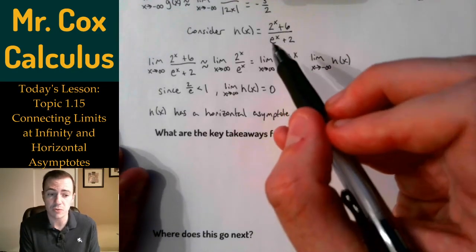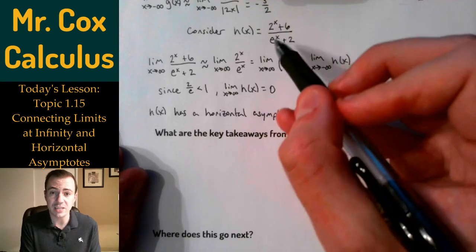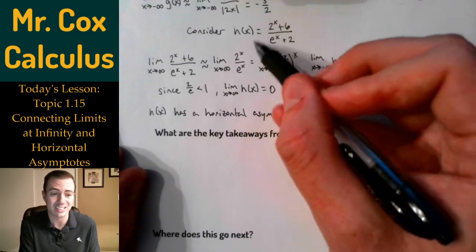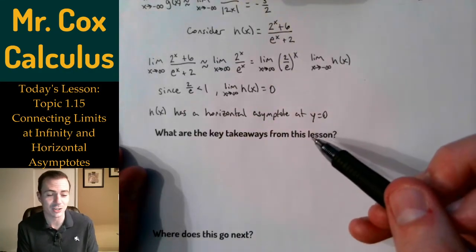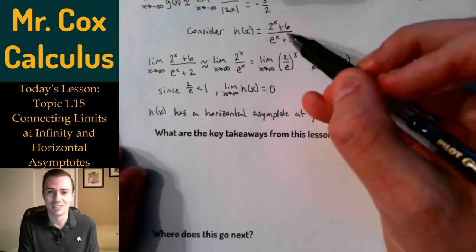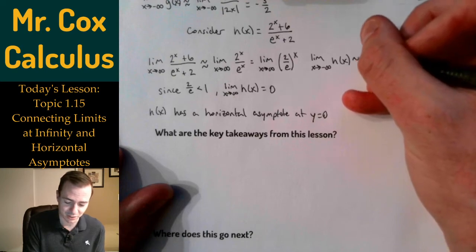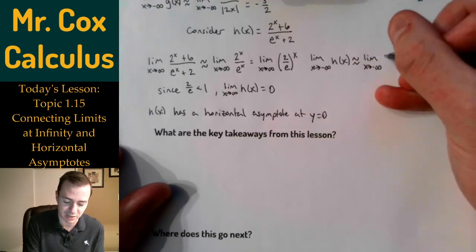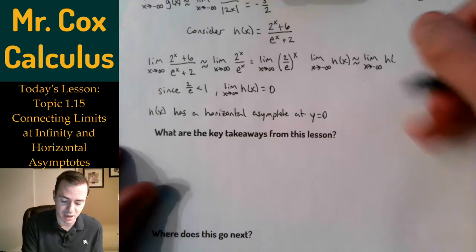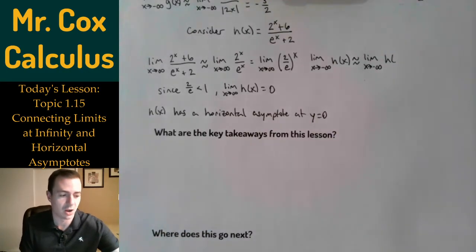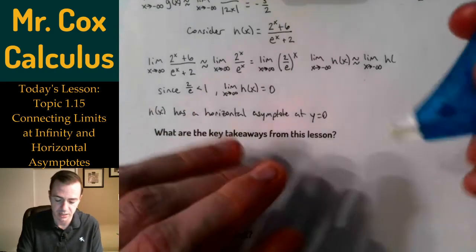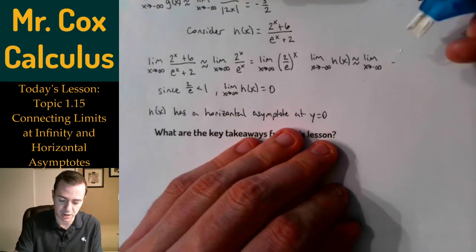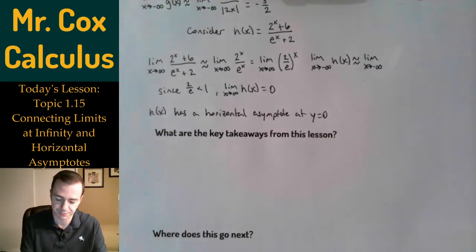And the same is true for e to the x. So if these two values, as x is growing towards negative infinity, are both going to 0, then the part of the function that's actually in control now is 6 over 2. So I can say this is approximately equal to the limit as x approaches negative infinity of, not h of x, let's go ahead and call it what we wanted to call it, which was 6 over 2. And that's going to be a constant value for us.